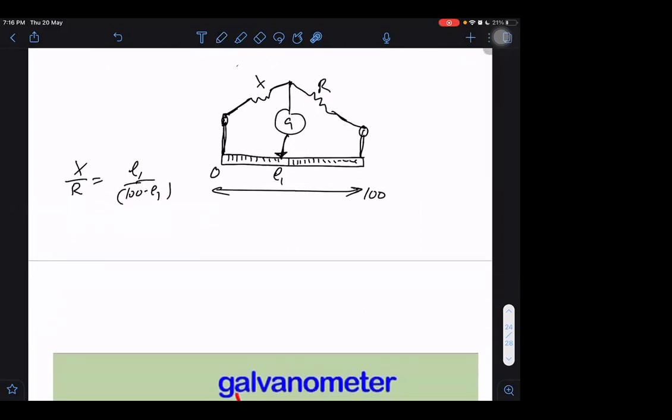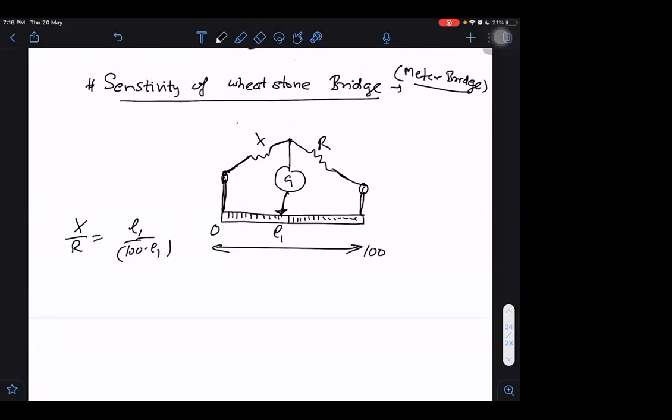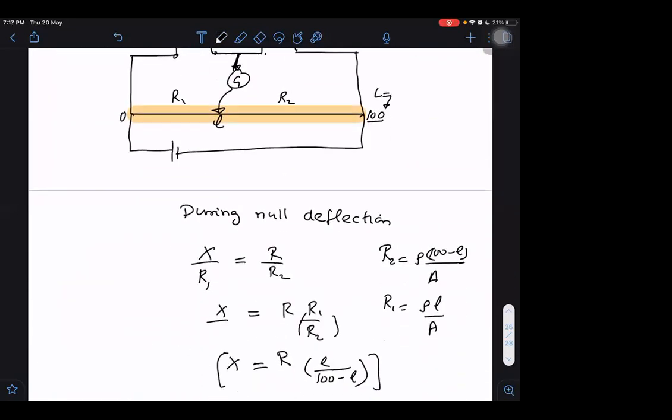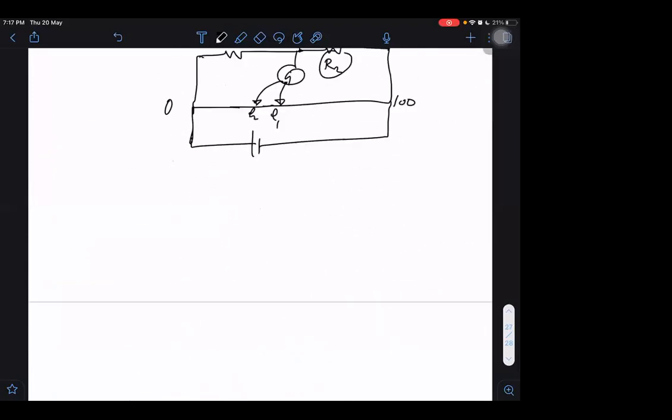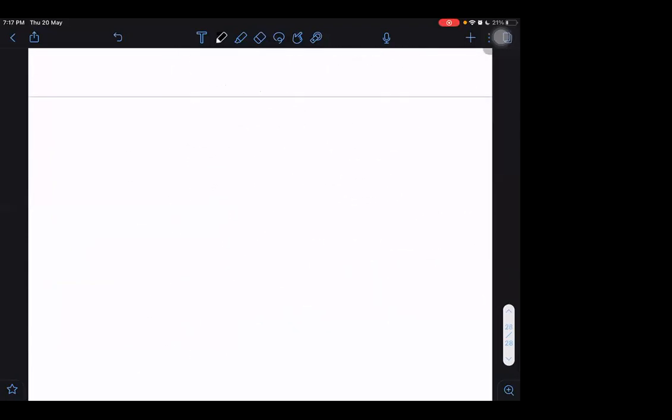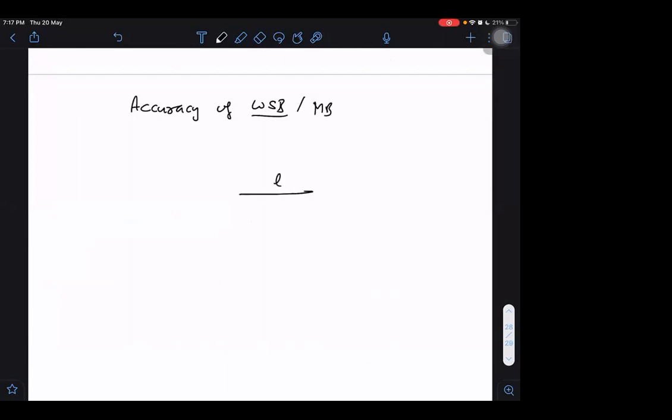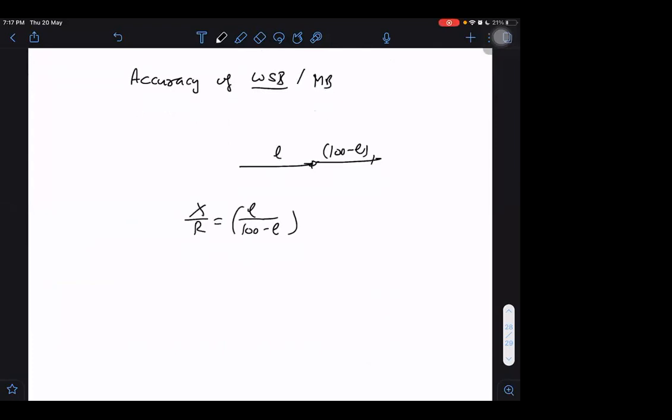Accuracy will increase. How will the accuracy increase? I will tell you by writing one equation. Here I am writing separately the accuracy of the Wheatstone bridge or meter bridge. Let us say one side length is L and the other side length is 100 minus L. So what will be the ratio of X upon R? X upon R will be equal to L upon 100 minus L.